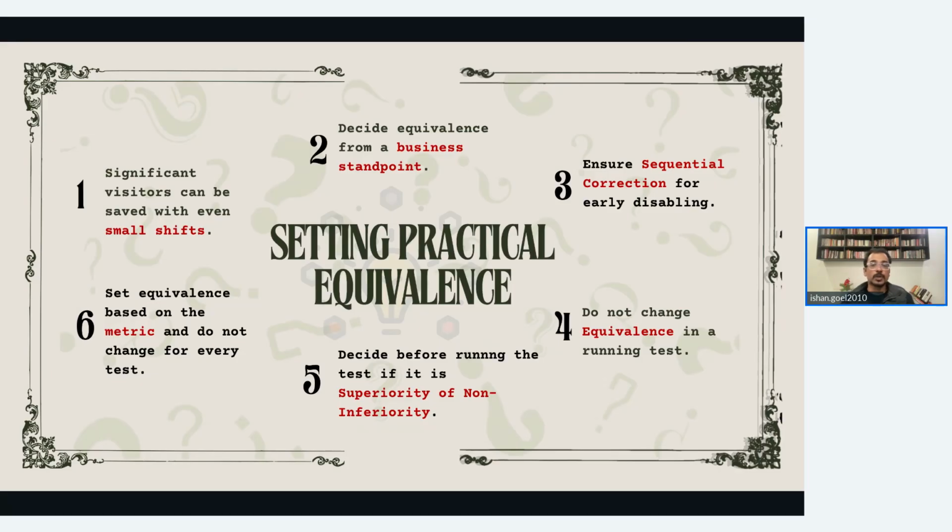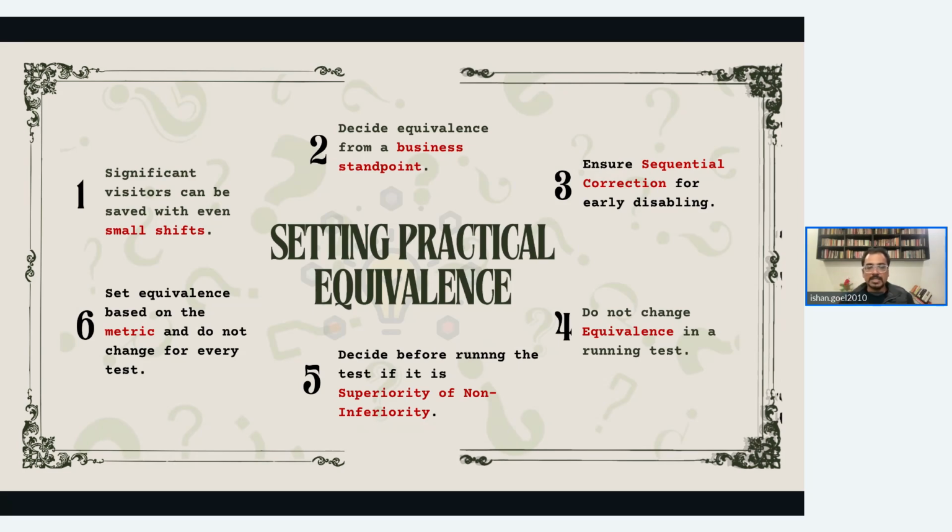This method does not work with fixed horizon testing, which is not sequential testing, because you are using up the entire sample anyways in fixed horizon testing. So this works only in a sequential testing framework, and ensure that you are properly corrected for the sequential testing framework before disabling. Finally, do not change the region of equivalence in a running test. It's not a good strategy because it will change the maximum sample size of the test. It will change the entire meaning of what you mean by equivalent. So decide it in advance.